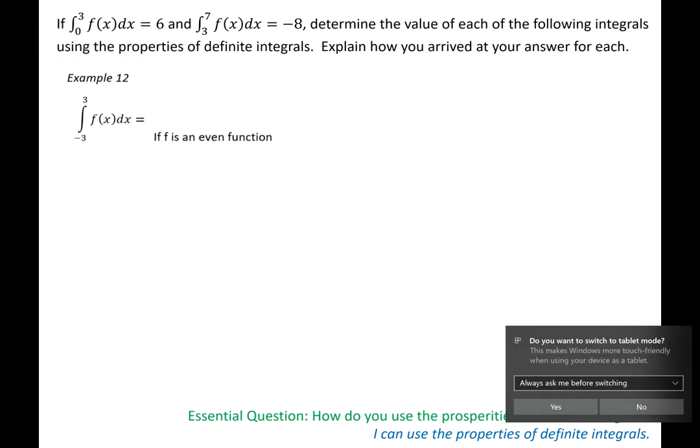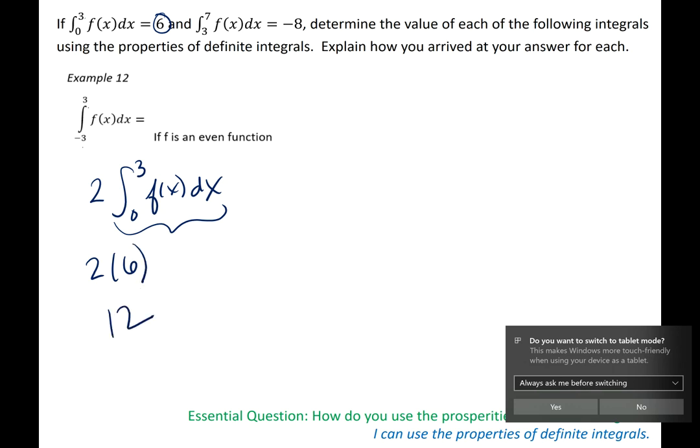All right, they're saying that f is an even function, so they're actually telling us that. So we know we could take, because I don't know what -3 to 3 is, but I know what 0 to 3 is. So I know I am allowed to take and double from 0 to 3 of f of x dx. Now I can replace this with the 6. So I've got 2 times 6, which is 12.